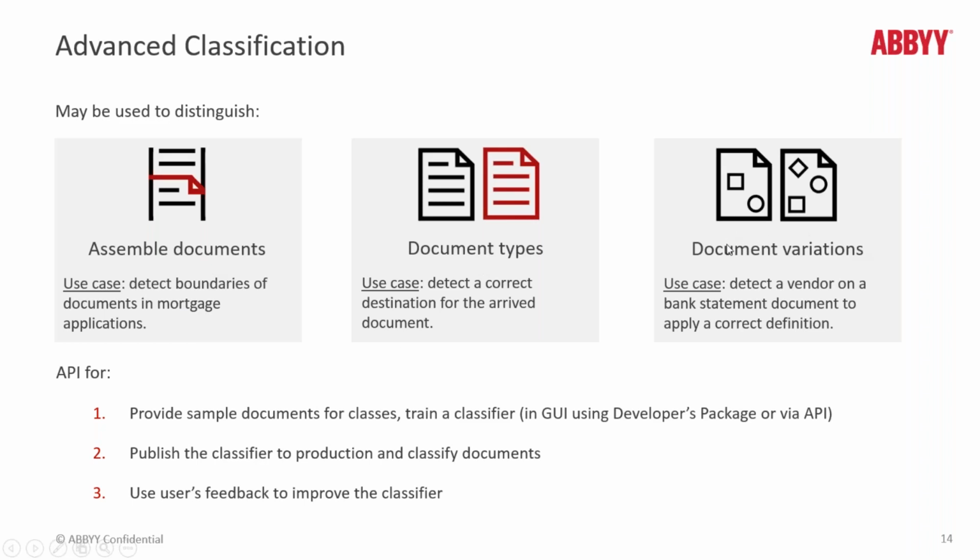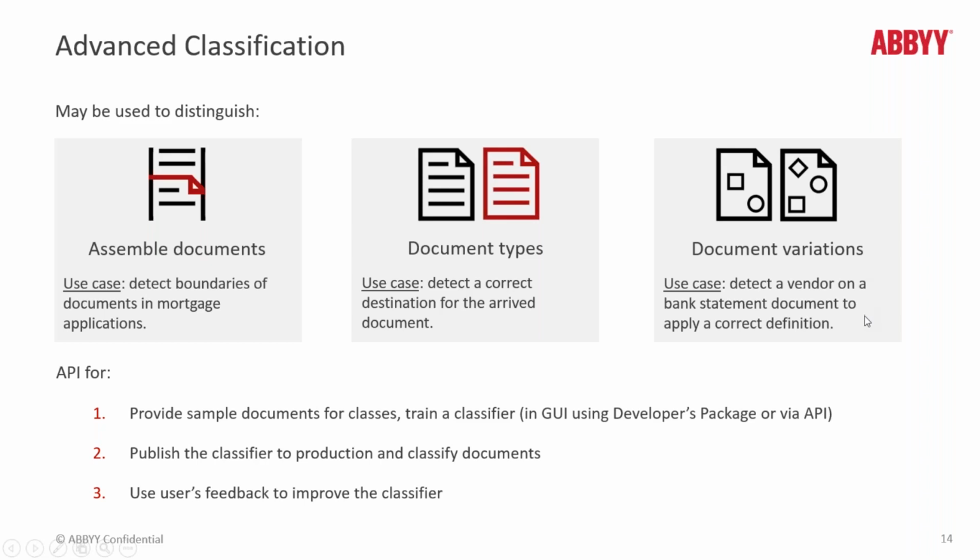Detect document variations. So, assemble boundaries of documents in mortgage. You get a big stack of documents for a mortgage, and you can find those document boundaries, the document types. What is this and what destination? You have a use case: where should this document be directed to?